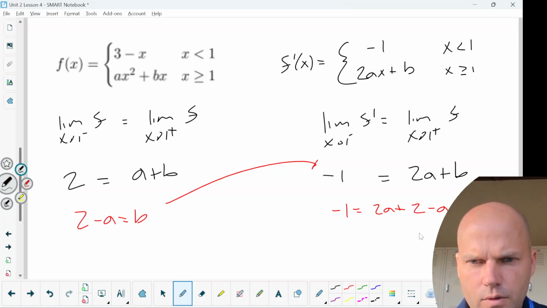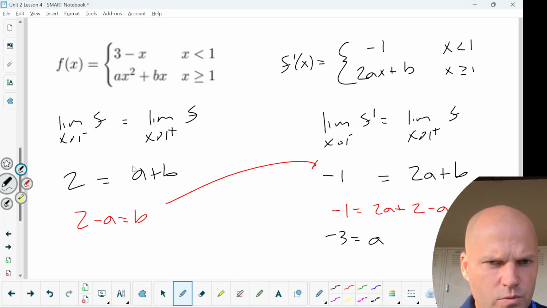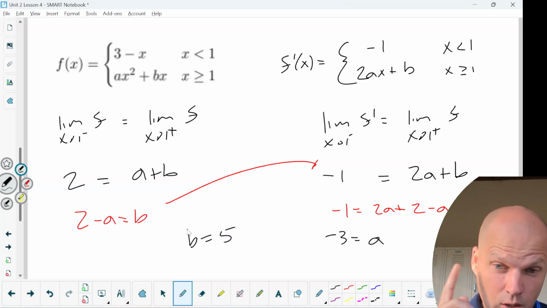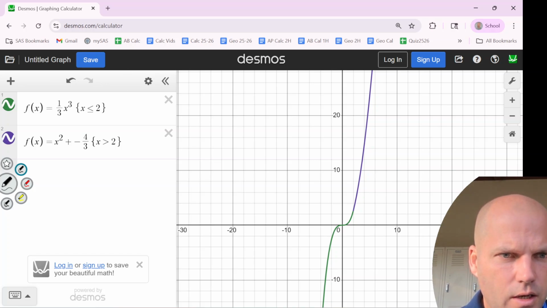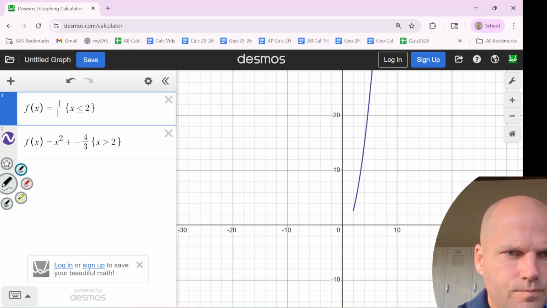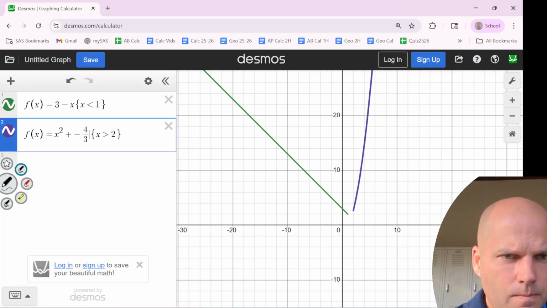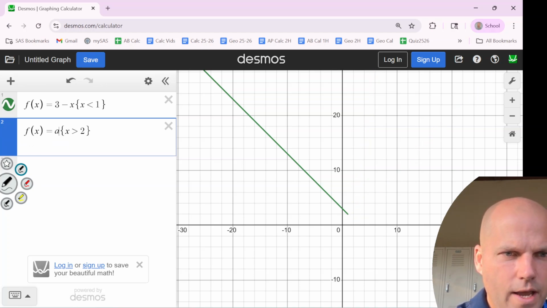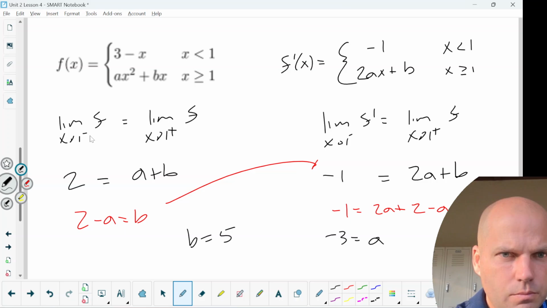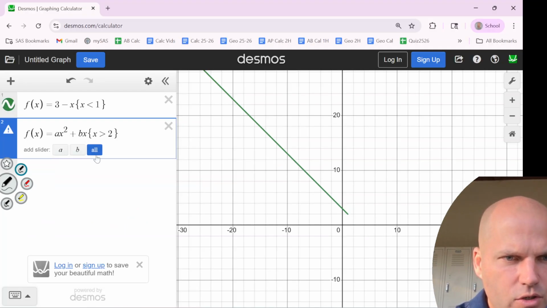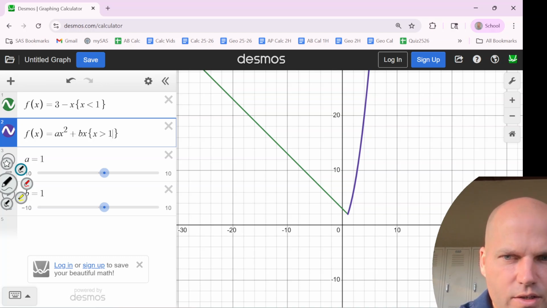I have -3 equals a, which means b has to equal 5. All right, let's double check. Let's check this out. If I'm talking about 3 minus x for x less than 1, and ax squared plus bx. Let's do a nice little piecewise function.